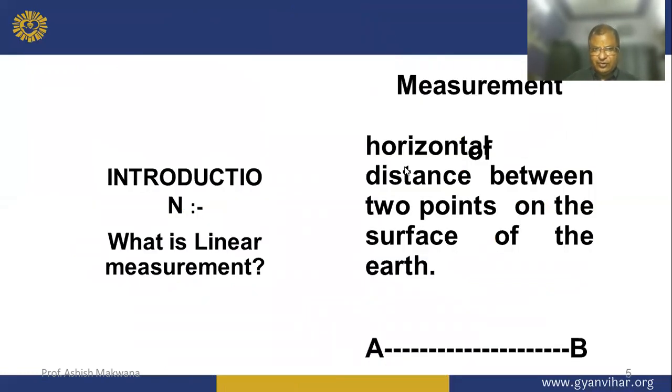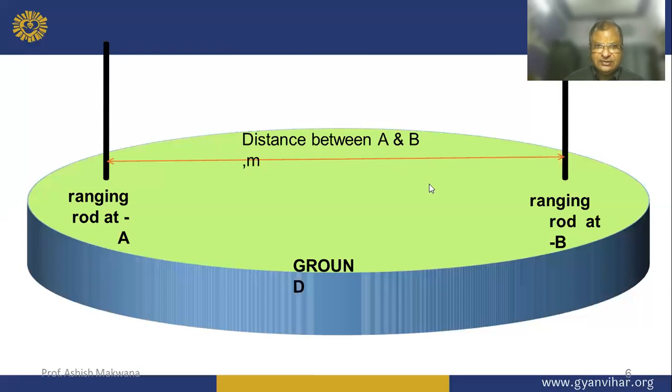Now, introduction: what is linear measurement? Suppose we take the horizontal distance between two points on the surface of the earth, suppose A and B. So what is the distance between A and B? This is why we need linear measurement.